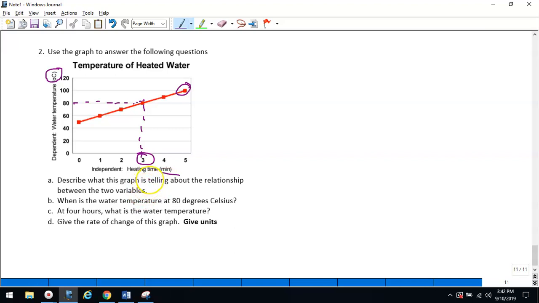I'm curious about what heat this water is on. I wish it was telling us that for more information. At 4 hours, what is the water temperature? Well, we're going to have to make an equation, right? These are not hours, these are minutes. So after 4 hours, what is the water temperature?